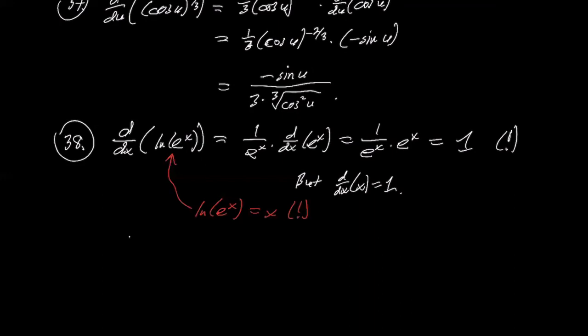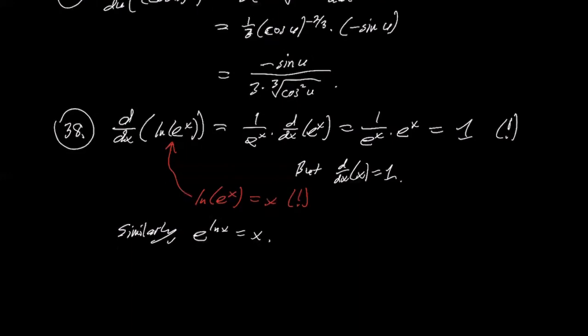Similarly, e to the ln of x is x. Doesn't matter what order you do the two functions. If they cancel out, they cancel out in either order. It's like multiplying by 2 and multiplying by 1/2. Those cancel each other out. It doesn't really matter what order you do that in.